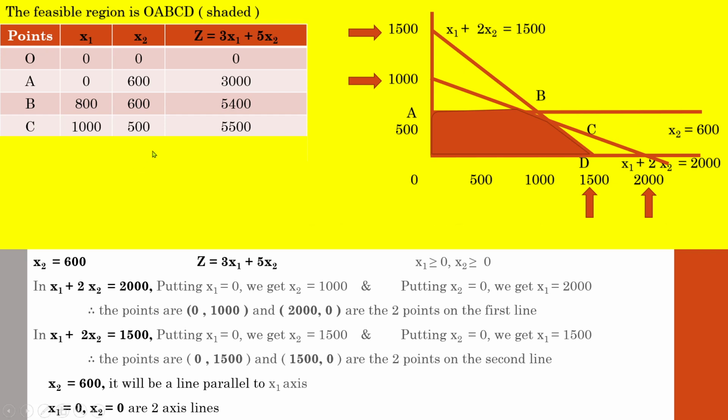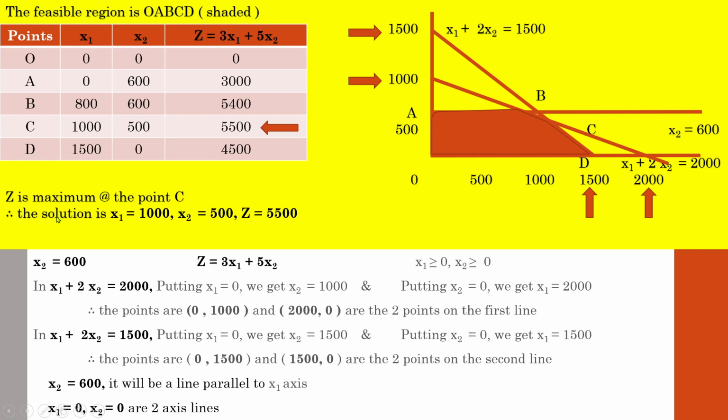So do it wisely. And finally D is the point where on the x-axis you will get 1500, on the y-axis there is nothing. So by substituting these in the equation you will get 4500. If you go through these values in this final column, you can see that Z is maximum at point C. See, here the maximum value is 5500, which is at point C. So the maximum value is 5500, which is obtained at point C.